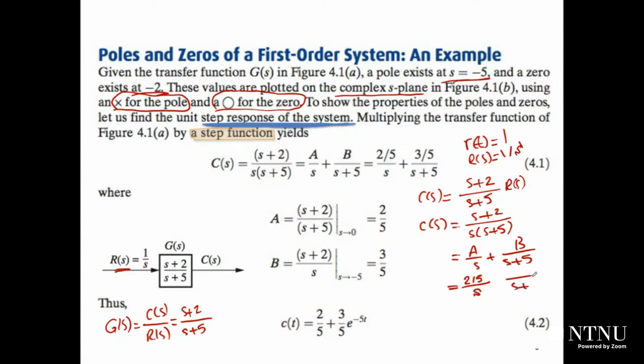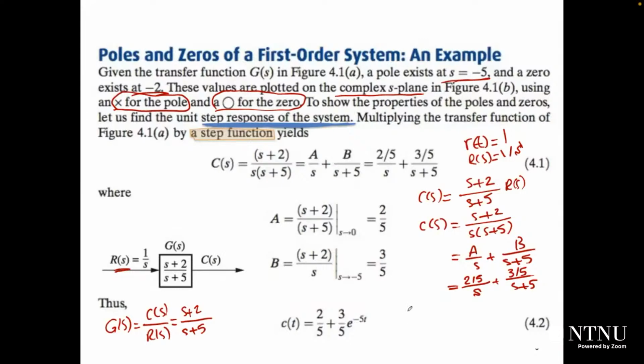And we have here S plus 5. To get B, multiply both sides here by S plus 5 and substitute S equal minus 5. So it will be minus 5 plus 2, which is minus 3, divided by minus 5. So it will be also plus 3 divided by 5. So it will be like this one.